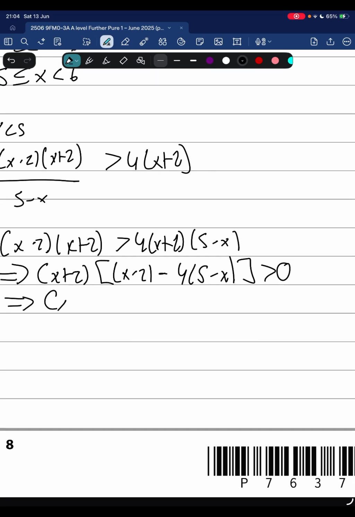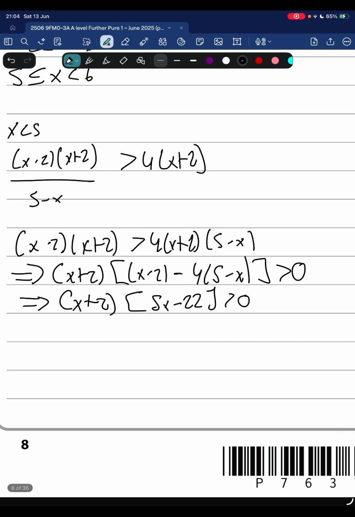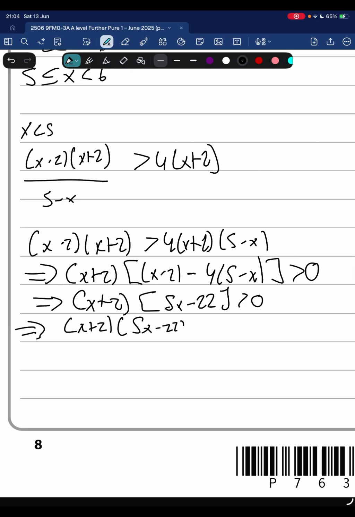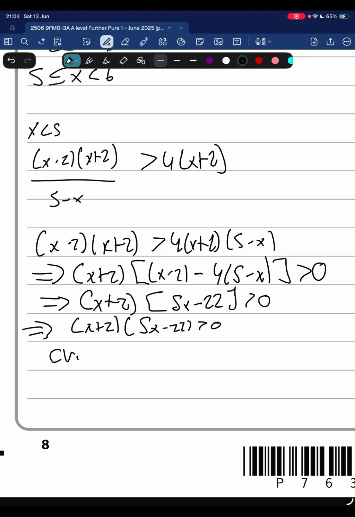So that's going to tell us x plus 2 times, that's going to be minus 20 plus 4x. So that's going to be 5x minus 22 is greater than 0. So that implies (x plus 2)(5x minus 22) is greater than 0. So the critical values are going to be x equals minus 2, x equals 22 over 5.